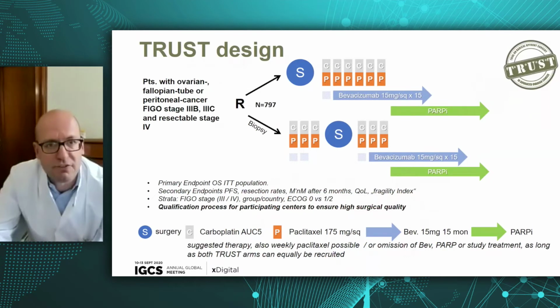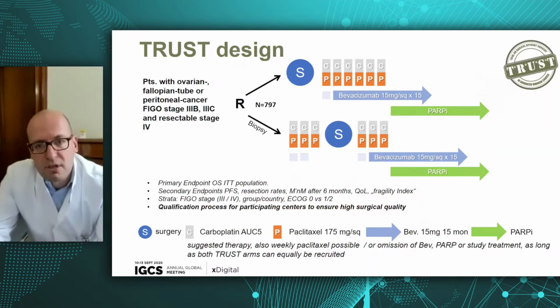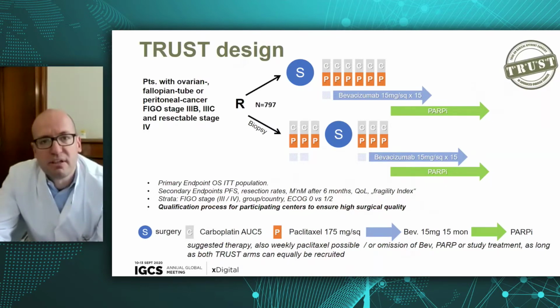So the design of the TRUST study was pretty similar to the two previous studies. Patients with advanced ovarian cancer could be included into this study. One important aspect regarding patient selection in this study was that the patients had to have suspected advanced ovarian cancer, and the experienced ovarian cancer surgeon had to estimate that this patient could potentially undergo complete resection.